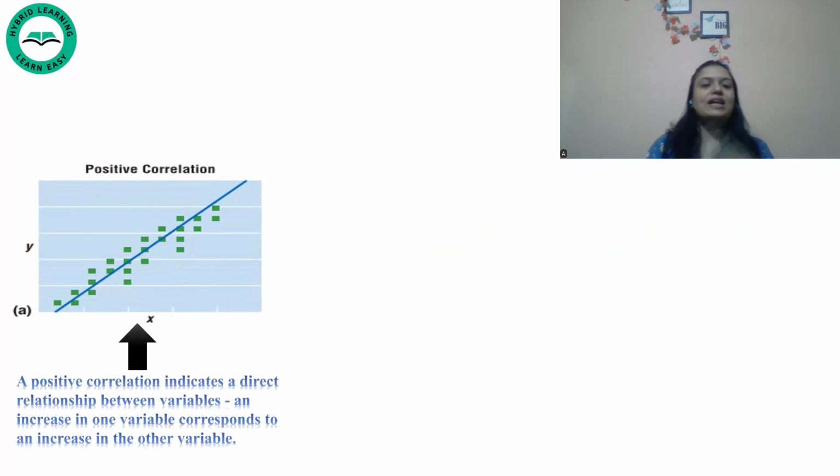Now, in positive correlation, as we understand from the figure here, the positive correlation will indicate a direct relationship. This blue line, as you can see, is the line of best fit. The square things that you can see here are basically the set of data. So we have a y-axis and x-axis, and some data has been plotted. Now when we talk about positive correlation, positive means the relationship between the two variables will be directly proportional to each other. So if one variable increases, the other variable will also increase.